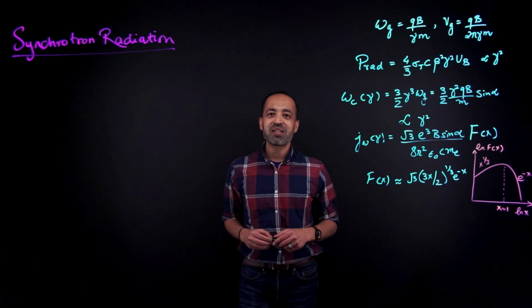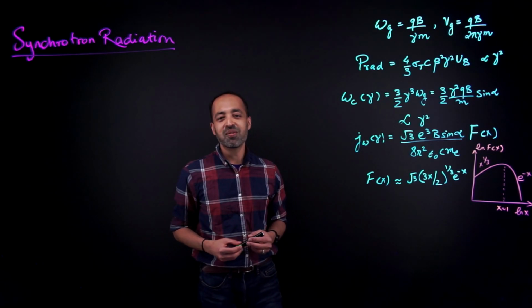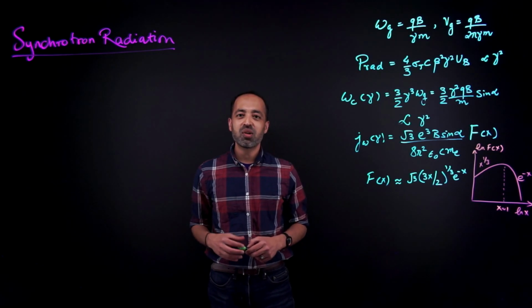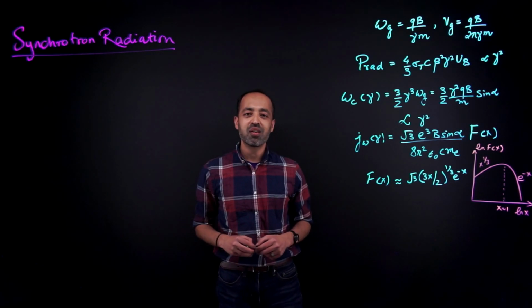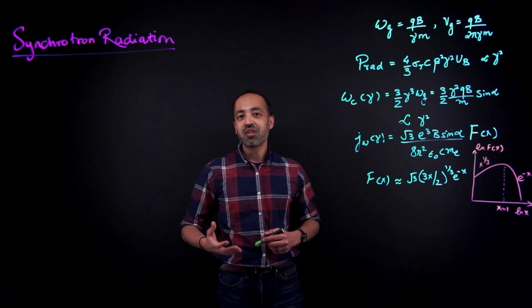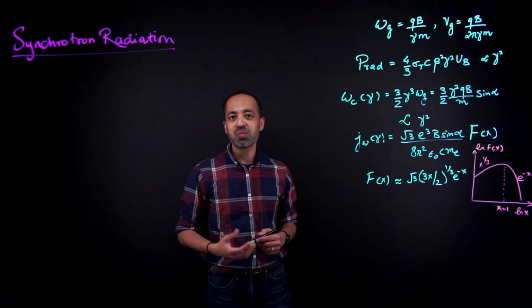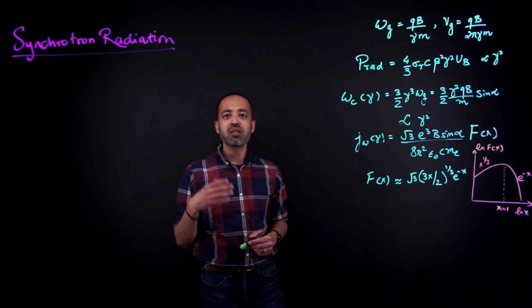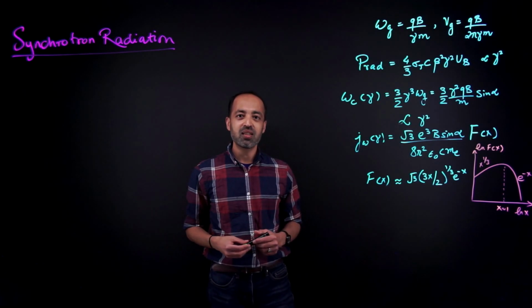Hello everyone, and welcome to the second part of our lecture series on synchrotron radiation. In the first part of the series, we talked about what synchrotron radiation is and where it is found in the universe. Synchrotron radiation is radiation produced by a charged particle in a magnetic field, a relativistic or fast-moving charged particle doing spiral motions in the magnetic field.